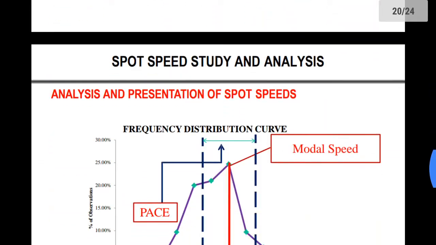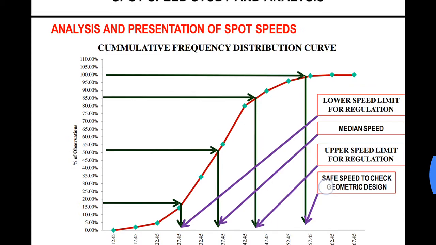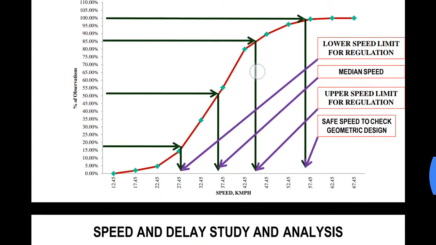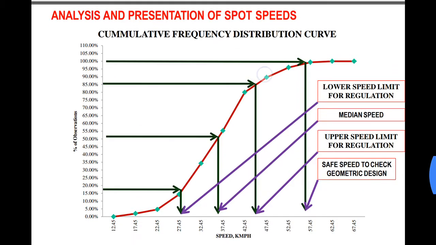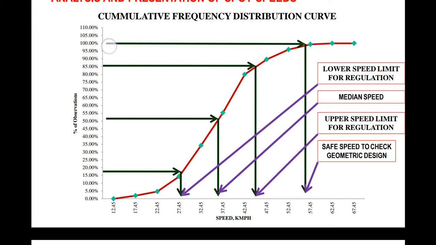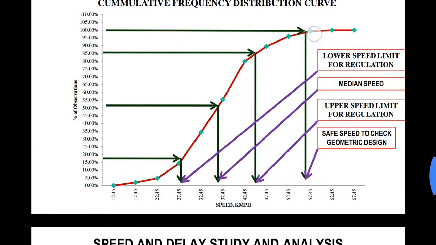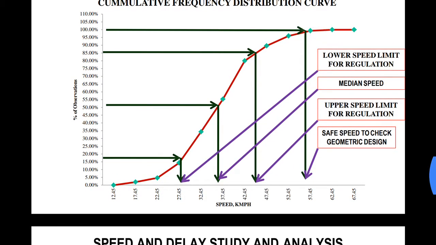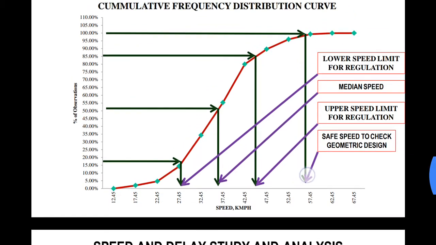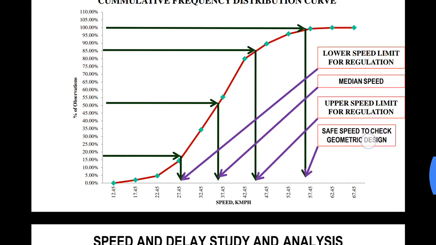Okay, so now here you can observe we have the values here. So from here, once you have plotted this curve, now you can find out what is the design speed. You find out 98 over here and then extend the horizontal line. At the point when it cuts the curve, you need to drop a perpendicular. So this speed is the design speed, or the safe speed to check geometric design.